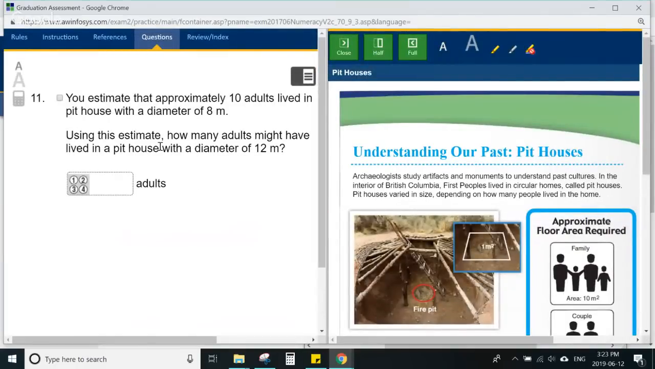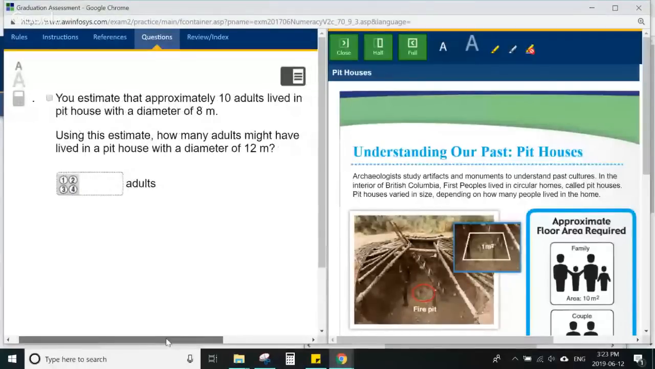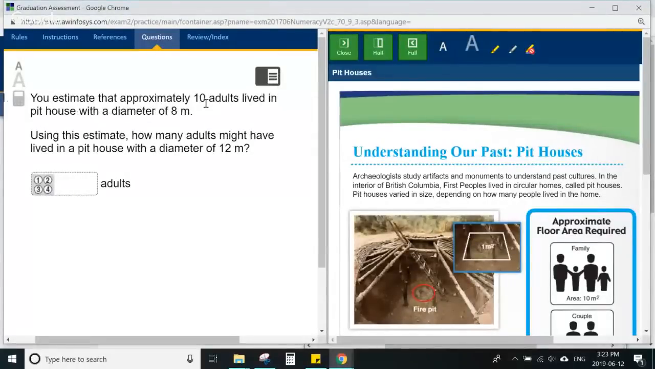Okay, you estimate that approximately 10 adults lived in a pit house with a diameter of 8 meters. Using this estimate, how many adults might have lived in a pit house with a diameter of 12 meters? So let's see. First of all, we're going to figure out how much area that is. What's the radius here? They give us the diameter of 8 meters. The radius would be 4 meters.